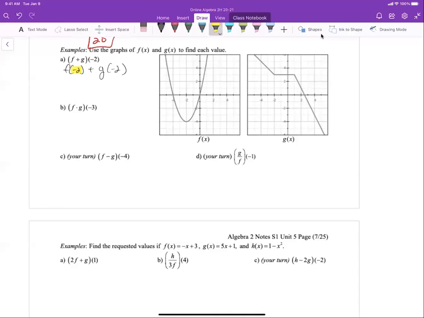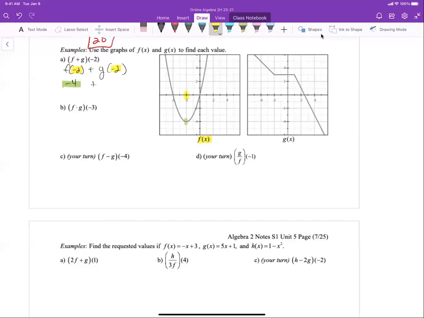And we got to look at the right graph. So this is f of x. So here is negative 2. And we want to find the output. When x is negative 2, we find that the output, the y value, is negative 4. I take a look at the graph and I go look at what the output is. And so that is negative 4 plus g of negative 2.